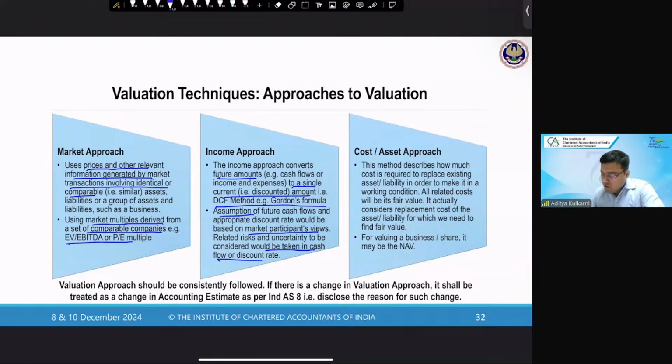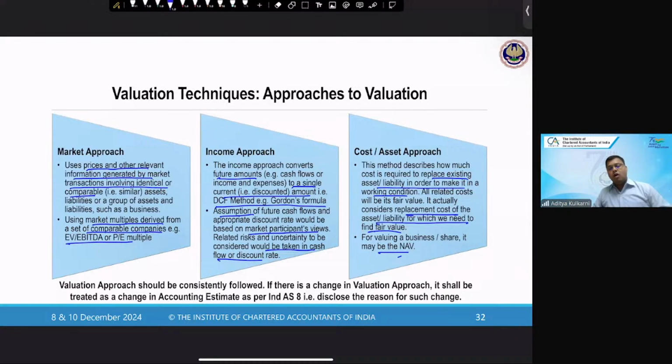Okay. Cost or asset approach, basically your net asset value method. It describes how much cost is required to replace an existing asset or liability to make it in a working condition. All related cost will be its fair value. It actually considers replacement cost of the asset or liability for which we need to find fair value. Are we able to understand? Yes, sir. Any doubts? Anyone?